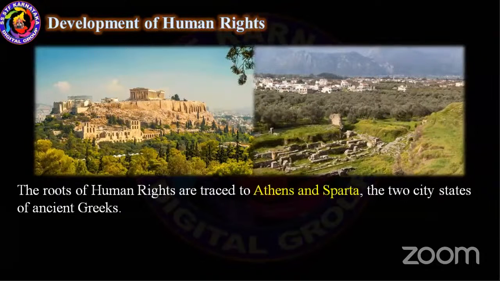The roots of human rights are traced to Athens and Sparta, the two city-states of ancient Greece. About these two cities, you already studied under the Greek civilization lesson. These were two important neighboring states who were fighting each other to establish their dignity, but later on they became part of Greece. The root system of human rights emerged from Athens and Sparta.